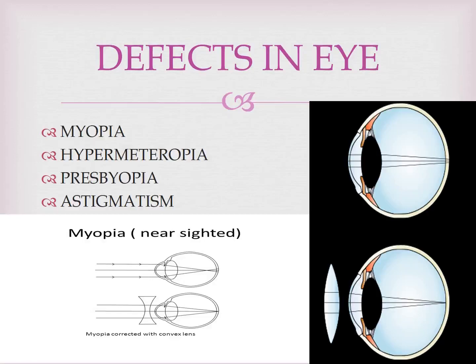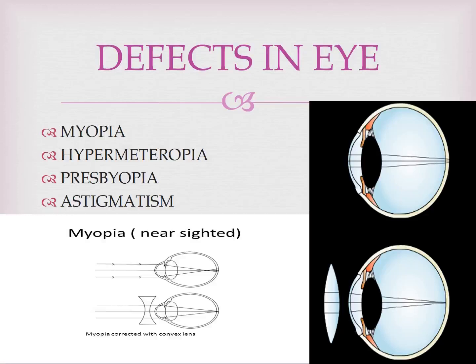Next, what is presbyopia? Presbyopia occurs due to aging. The ciliary muscles become weak and the eye lens becomes rigid, and so the eye loses its power of accommodation. Many aged people, our grandfathers, grandmothers and many old people, face this problem. This is due to presbyopia.